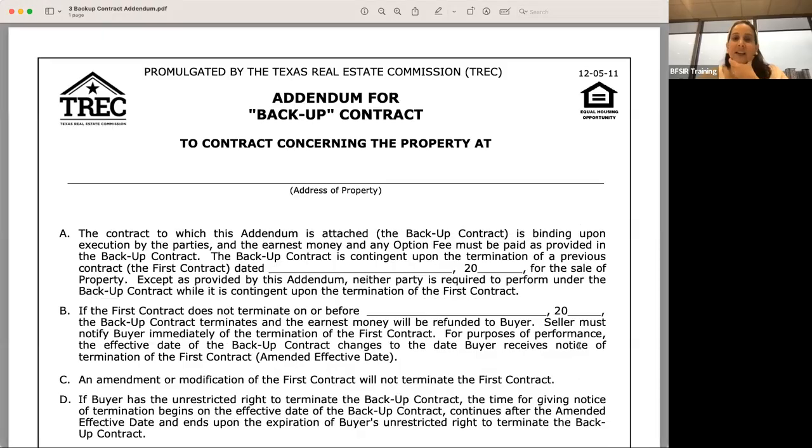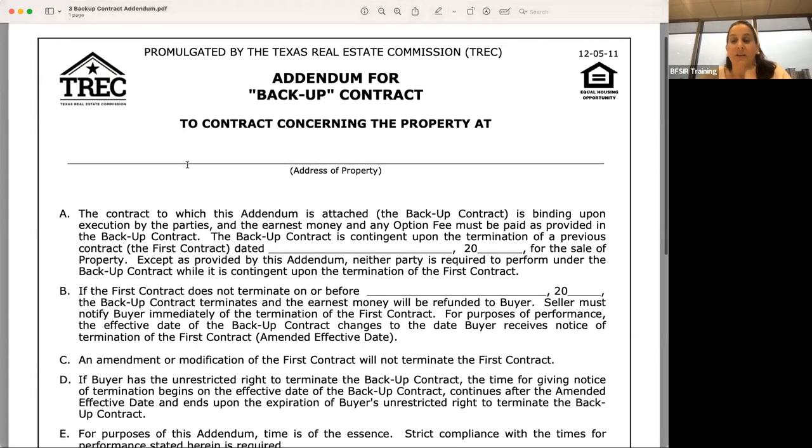Okay, so now we're going to go through the backup contract. And I think this might be a popular document again now because there's so little inventory, and I think backup contracts are a good way to go. Especially if you were the second choice, it doesn't cost anything other than the option fee to be in second position, and you can continue to look. So we'll talk through it.